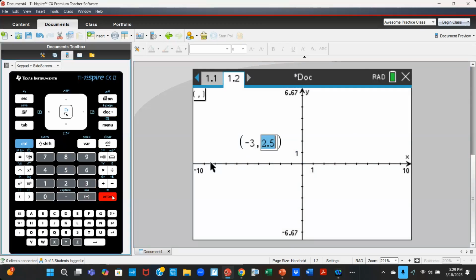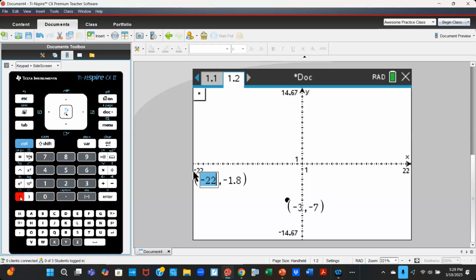-3, enter, -7, enter, and then left paren. Sorry. Yeah. And let's do 7, enter, 10, enter. And it would keep on doing that, but we're going to hit escape.